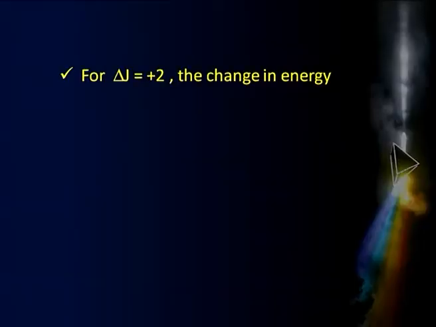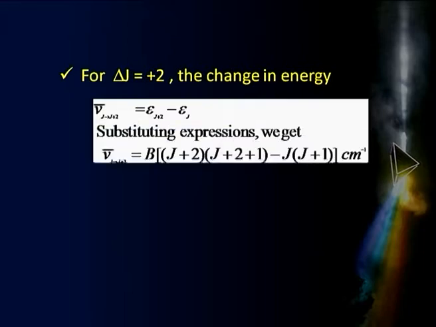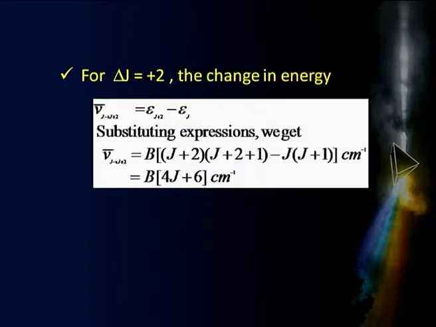We will come to that later. Now, let us try to see what kind of energy expressions we have. Suppose I am talking about delta J is equal to +2 kind of a change, then the change in energy can be given as E(J+2) minus E(J), that means the J plus 2th level minus this energy. That gives me an expression.